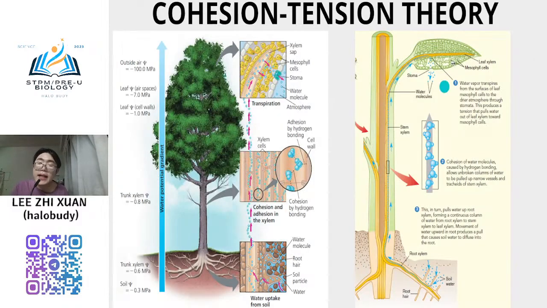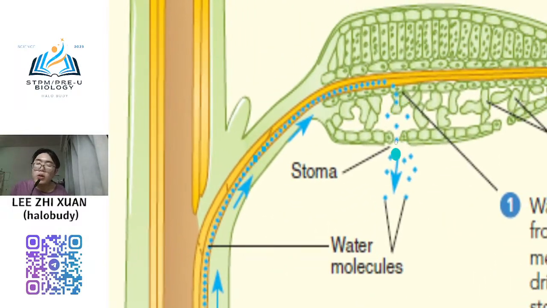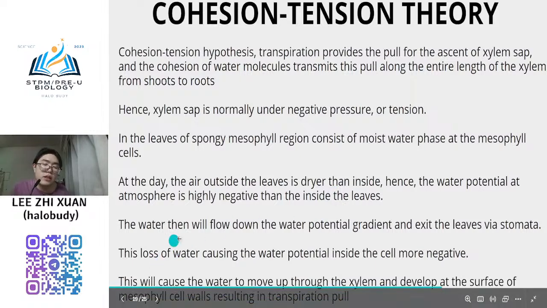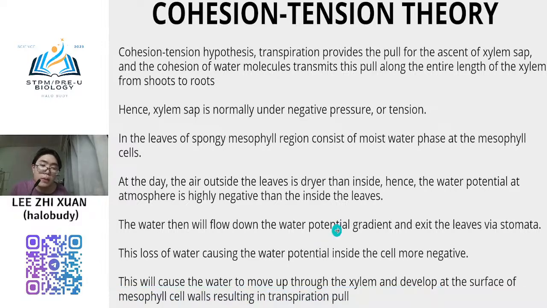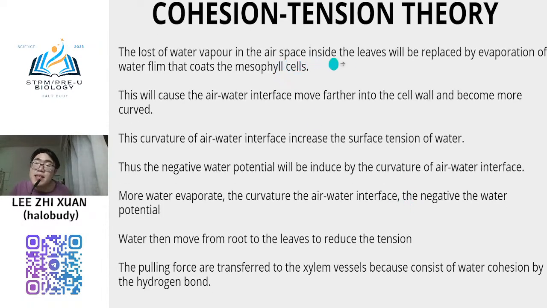So it is all linked together. Your water has all gone out, meaning that your water potential is also very low, so the water molecules from the xylem vessel will be replaced. So it will be pulling. Okay. So this will cause the water to move up through the xylem and develop at the surface of the mesophyll, resulting in transpiration pull. And then the loss of water in the space inside the leaf will be replaced by the evaporation of water film from the mesophyll cell.